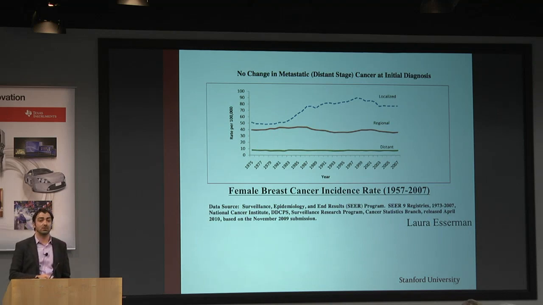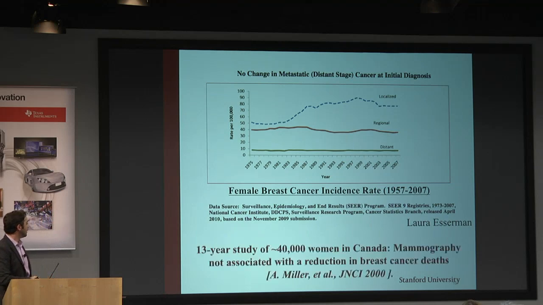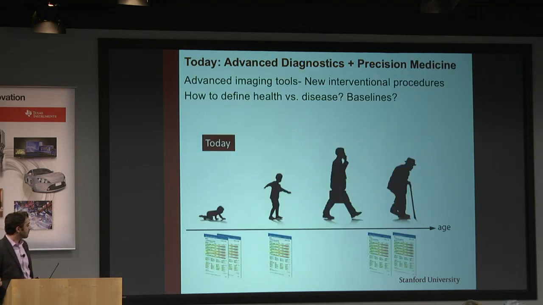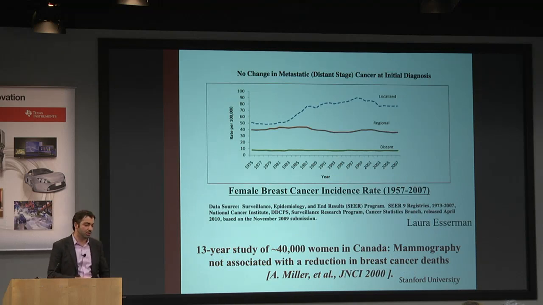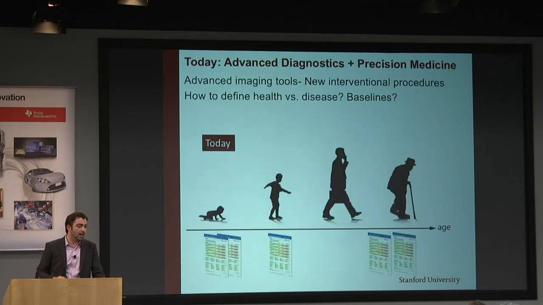And the studies on this are numerous, but the one I want to bring here is this 13-year study of about 40,000 women in Canada that looked at mammography and concluded that it's not associated with a reduction in breast cancer death. And there are similar studies. If you follow the news, there are changing guidelines on a yearly basis. And a similar thing just came out on a different type of screening system a few weeks ago.